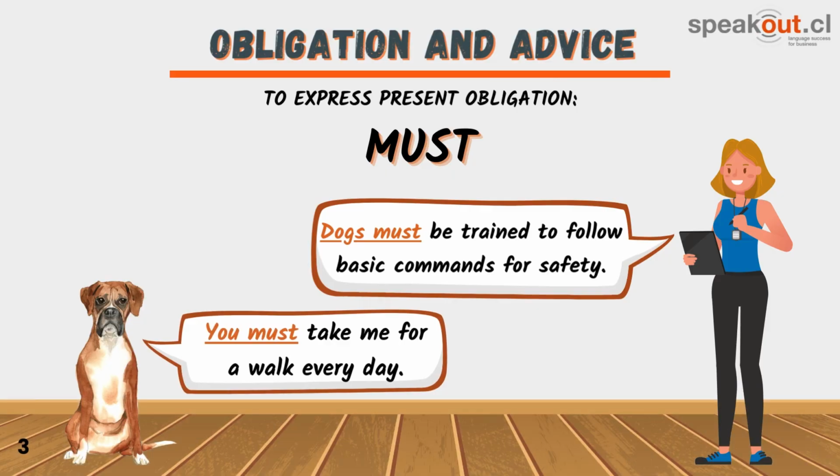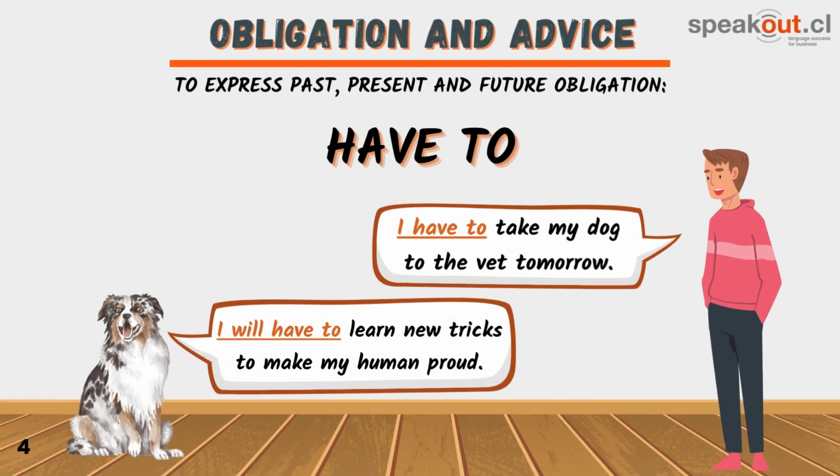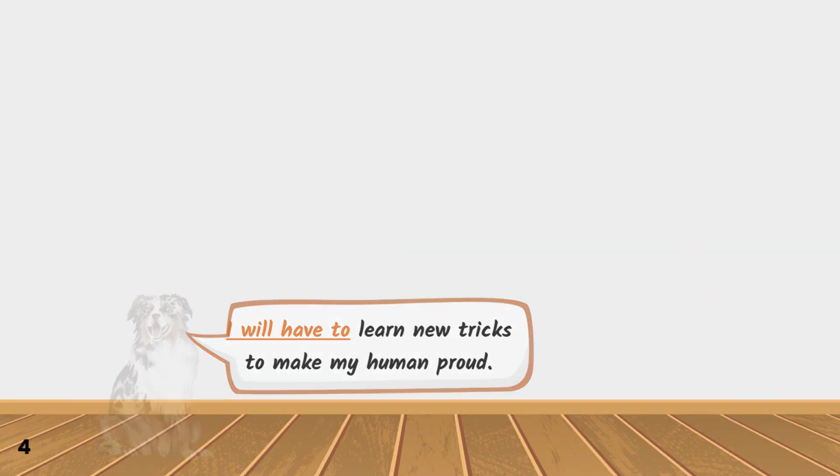Must expresses present obligation. Dogs must be trained to follow basic commands for safety. You must take me for a walk every day. Have to expresses past, present, and future obligation. I have to take my dog to the vet tomorrow. I will have to learn new tricks to make my human proud.